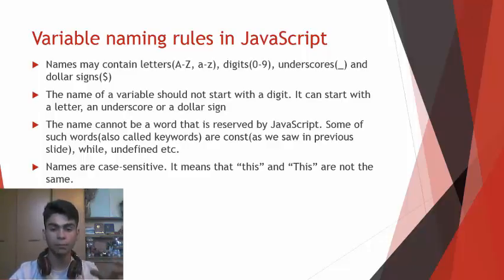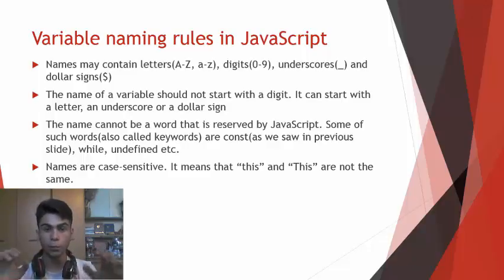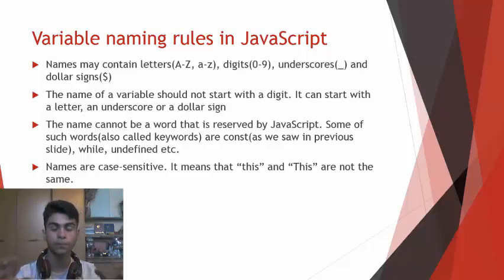Third, it cannot be the same as the words reserved by JavaScript. There are words that are reserved by JavaScript called keywords, and const was one of them, and others of them are undefined, while, etc. And the last rule, variables are case sensitive, which means this and this with uppercase letter T are not the same variable and can contain different values.